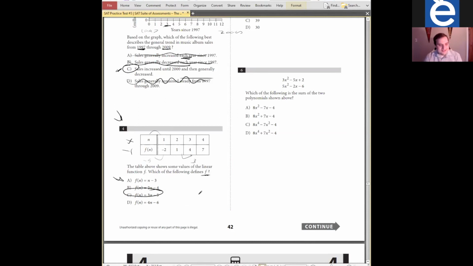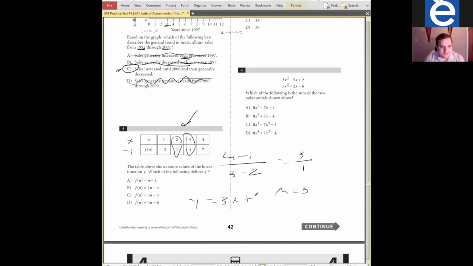But let's do that in the more rigorous way because shorthanding it only works because this is question 4. So that's a data point. That's a data point, all right? So change in Y over change in X, 4 minus 1 over 3 minus 2, 3 over 1. So our slope is equal to 3. Y is equal to 3x plus b.